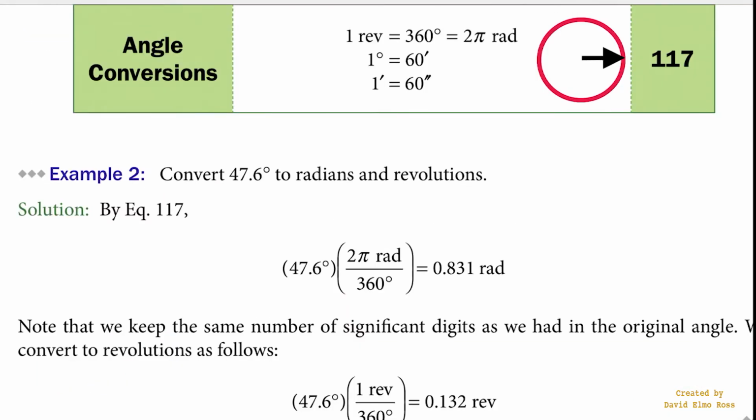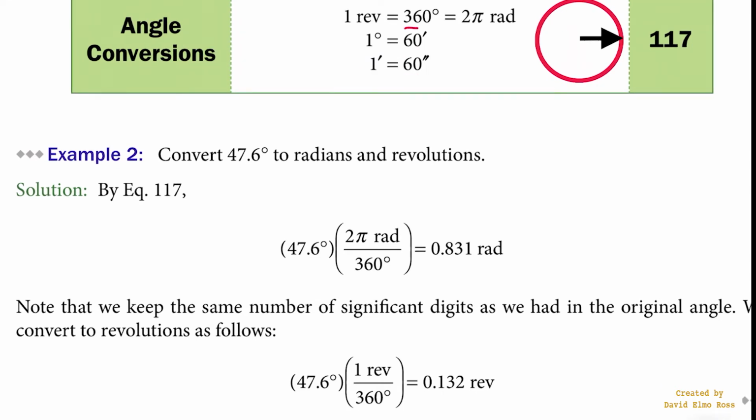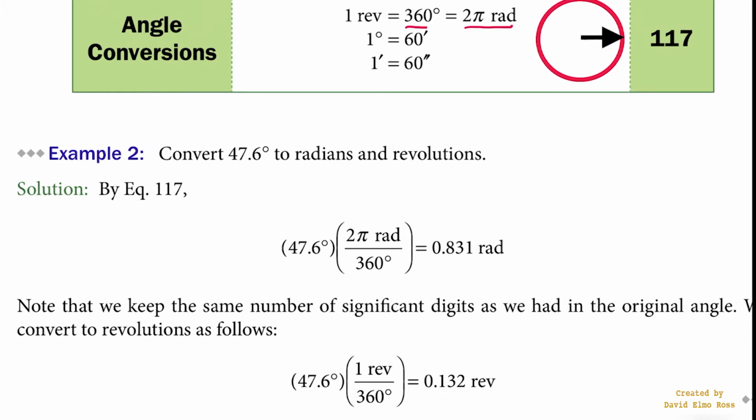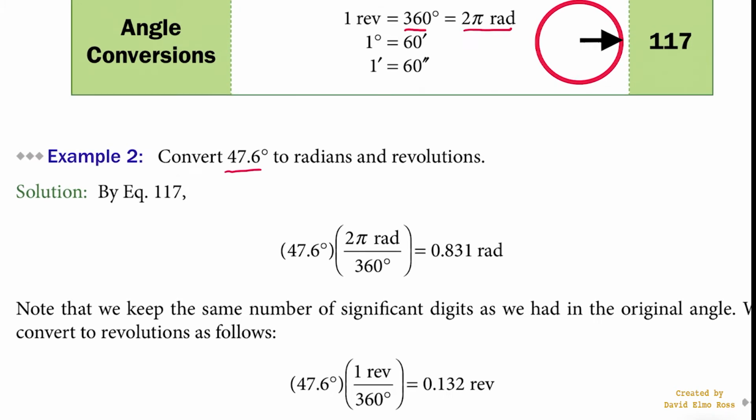If the black arrow is rotated one complete revolution in the red circle, it forms 360 degrees, or 2 pi radians. Each degree can be further broken into 60 minutes, and each minute can be further broken into 60 seconds. Because 360 degrees is equal to 2 pi radians, we can solve this question of converting 47.6 degrees to radians and revolutions.